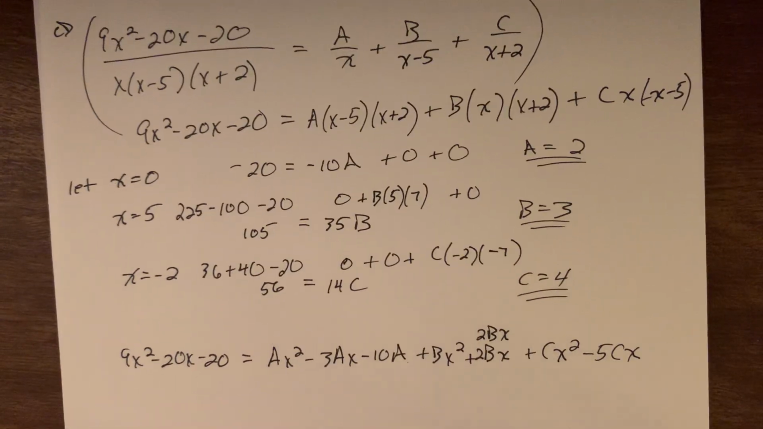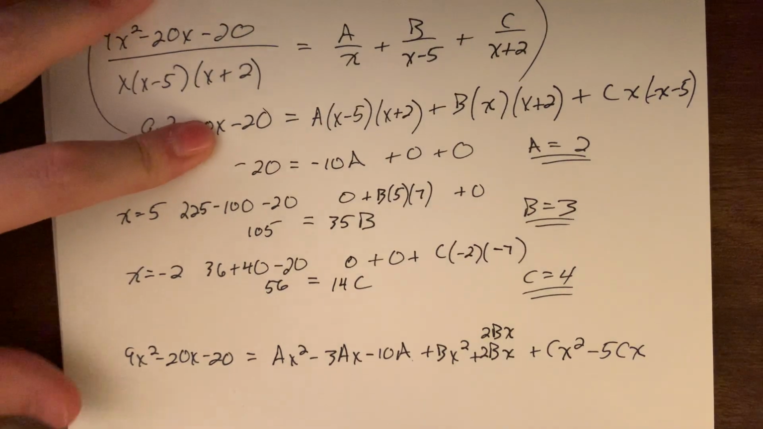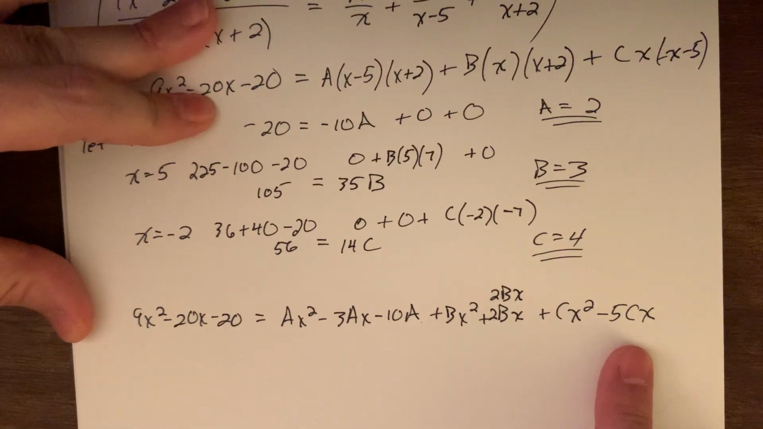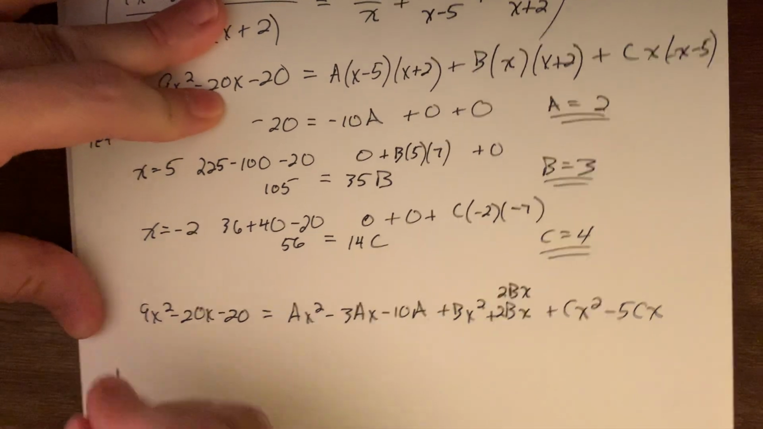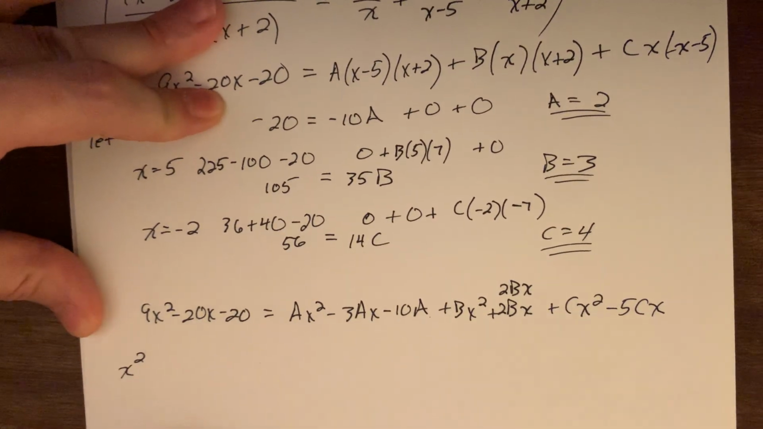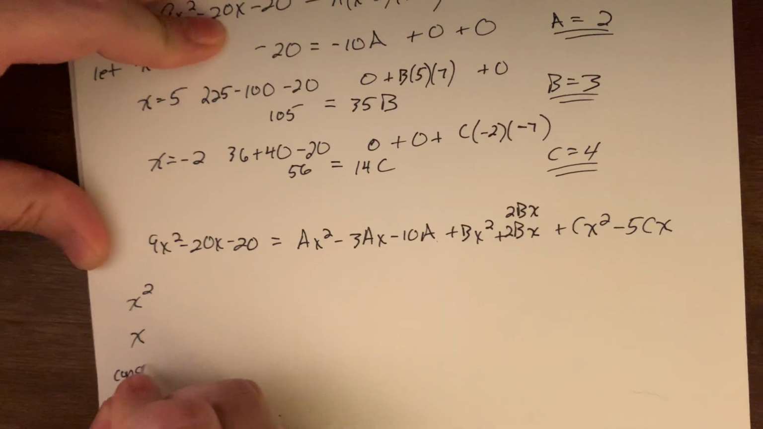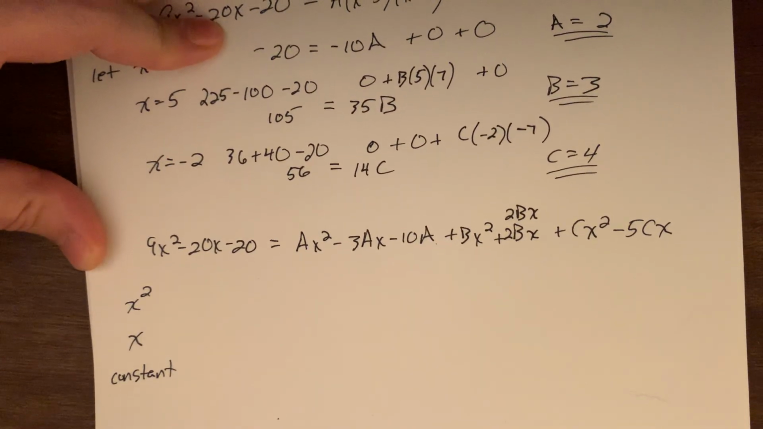Make this into a system of equations. Now we'll have 3 equations. There's 3 letters, A, B, and C, but it's really the powers of x. I'm going to get an equation from x squared, I'm going to get an equation from x, and I'm going to get an equation from the constant terms.